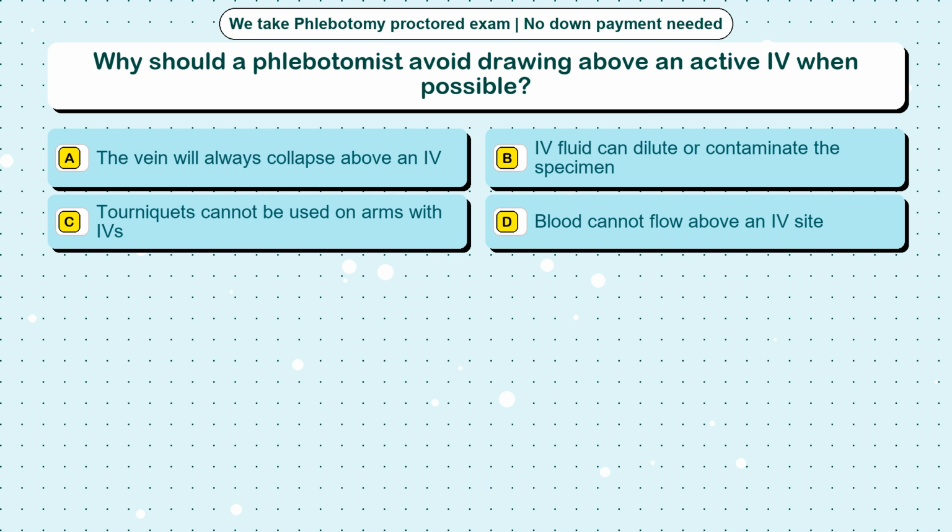Option A, the vein will always collapse above an IV. Option B, IV fluid can dilute or contaminate the specimen. Option C, tourniquets cannot be used on arms with IVs. Option D, blood cannot flow above an IV site.